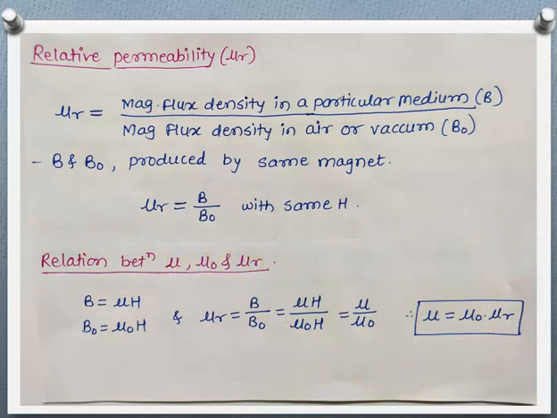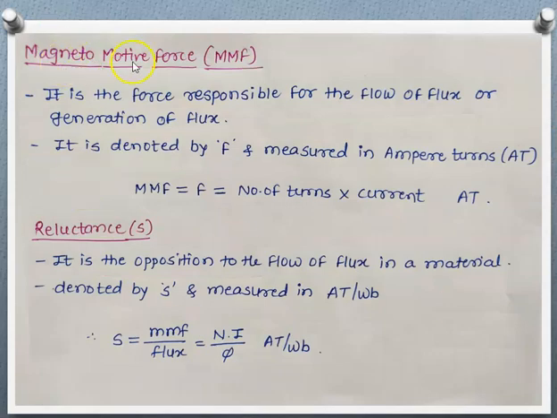Now we will see another parameter which is called magnetomotive force, MMF. MMF stands for magnetomotive force, and MMF is the force responsible for the flow of flux or the generation of flux. It is similar to the EMF in case of an electric circuit. We have already learned that EMF, that is electromotive force, is the force responsible for the flow of current in case of an electrical circuit. Similarly, we have this force MMF in the magnetic circuits, which is responsible for the flow of flux. And this MMF is denoted by F and measured in ampere turns.